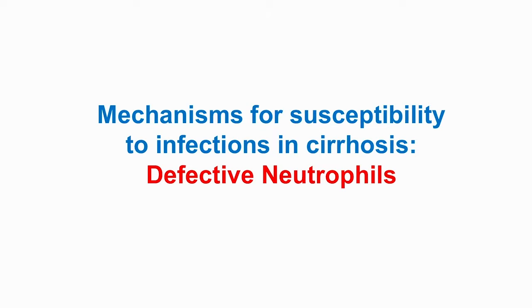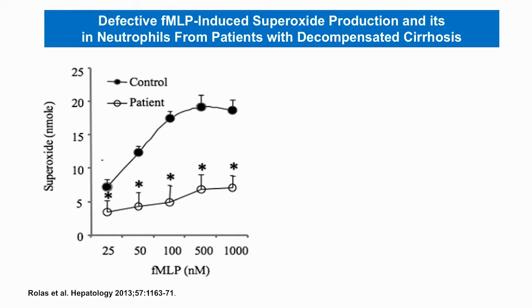There is also another mechanism, which is a defect in neutrophils. You know, neutrophils are the first line infantry against bacterial infection because neutrophils produce a very powerful molecule which kills bacteria, and this molecule is called superoxide. We and others have shown that neutrophils from patients with decompensated cirrhosis, when stimulated by a bacterial product such as FMLP, have a defect in the production of superoxide anion.